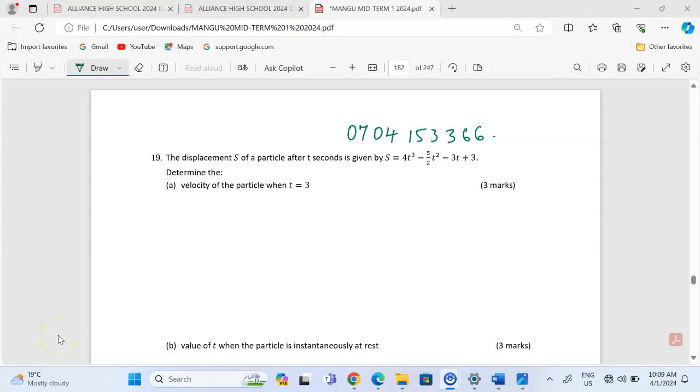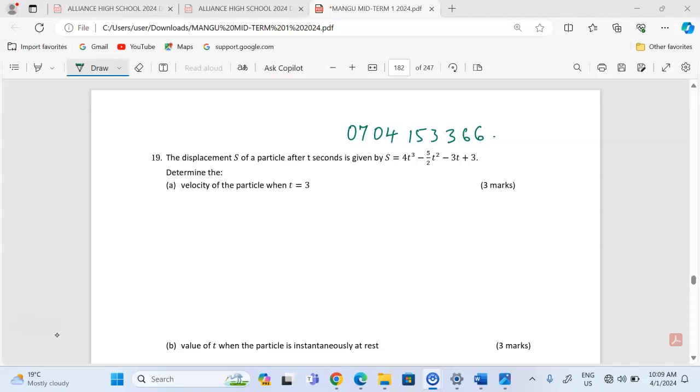We're going to discuss differentiation and its applications. In number 19, we are told that the displacement s of a particle after t seconds is given by s equals 4t^3 minus 5/2 t^2 minus 3t plus 3. Determine, part A, the velocity of the particle when t equals 3.